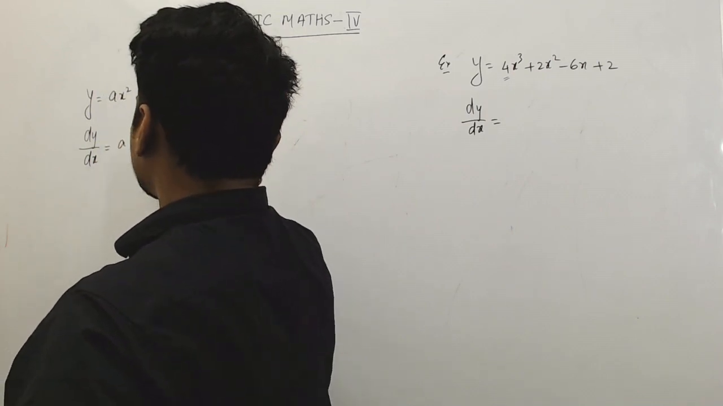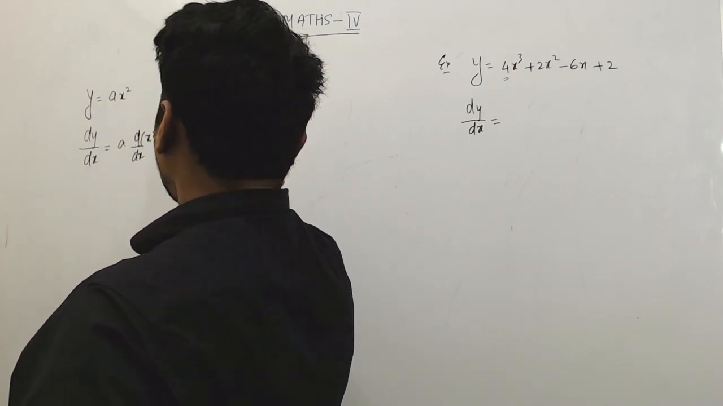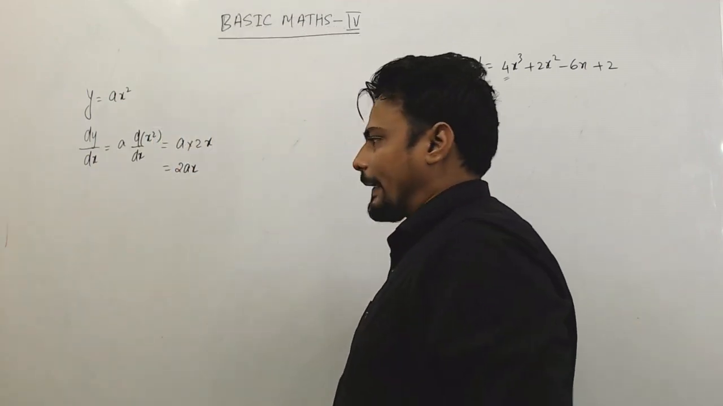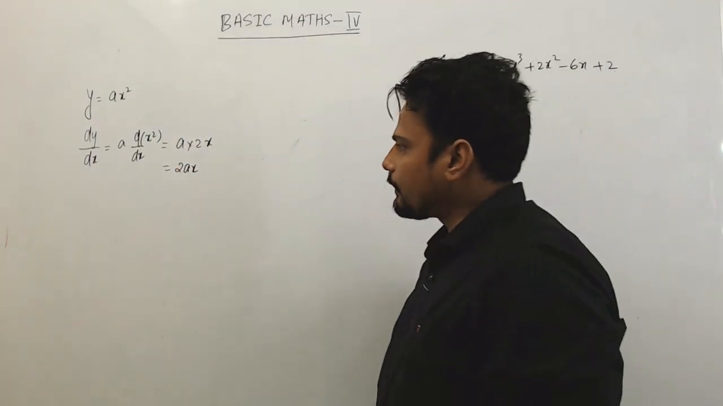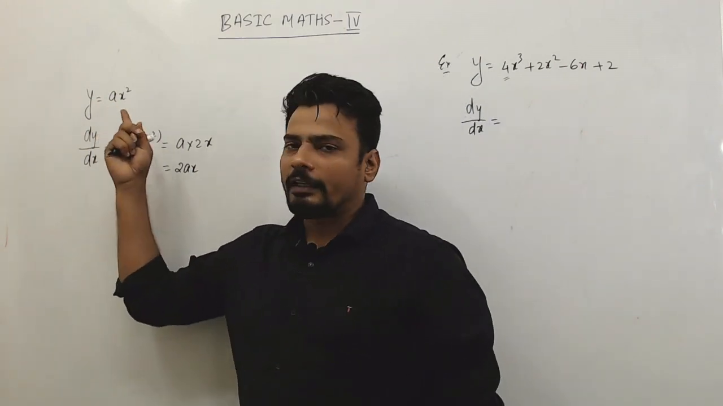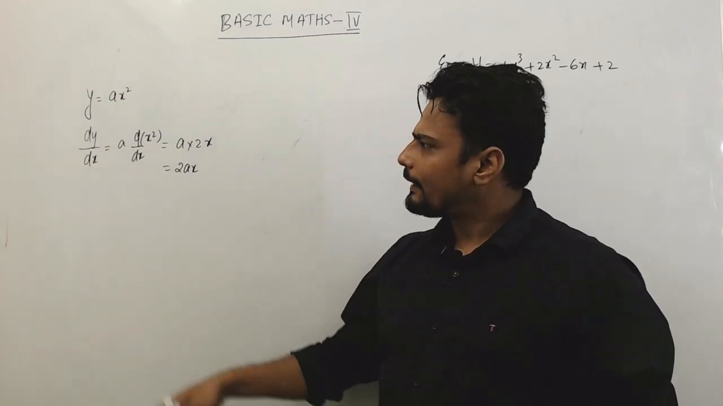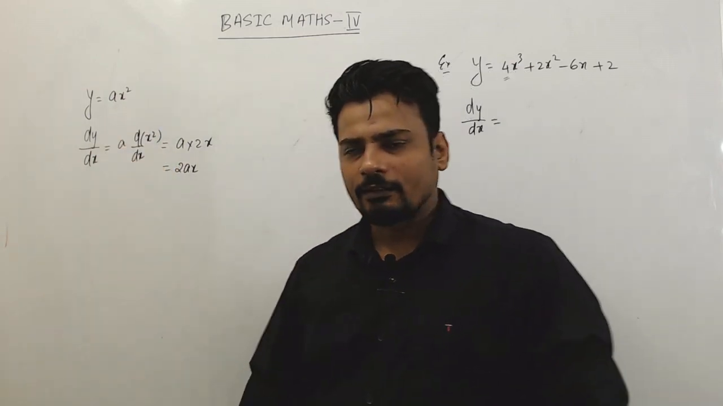That is how things have to be taken care of. And this is going to be 2 times x. So the final answer you will be getting is 2ax. Whenever we have a constant coming along with the variable, you take that out of the derivative and you differentiate the variable. That would be all.